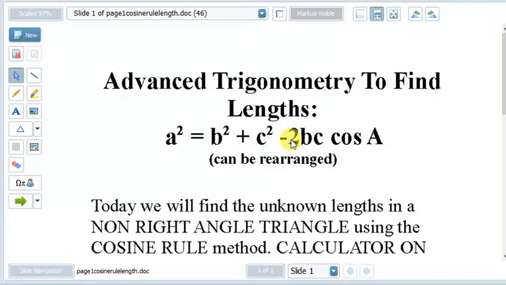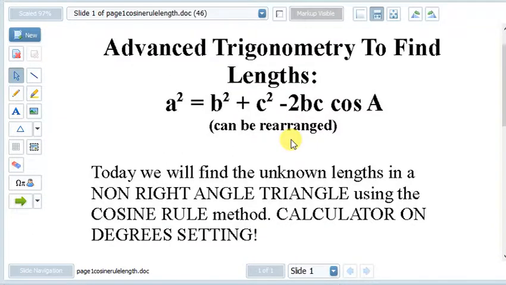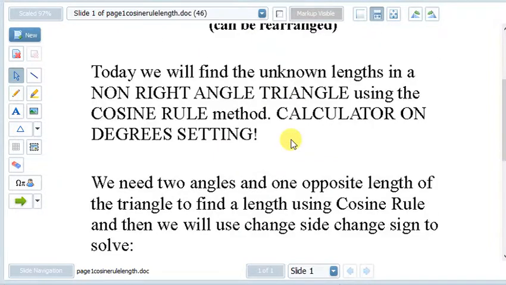Hello and welcome to our session today about advanced trigonometry to find lengths in non-right angle triangles. So today we will find the unknown lengths in non-right angle triangles using the cosine rule method. And the cosine rule method is a squared equals b squared plus c squared minus 2bc cosine of capital A. Remember to have your calculators in degree setting for this lesson.